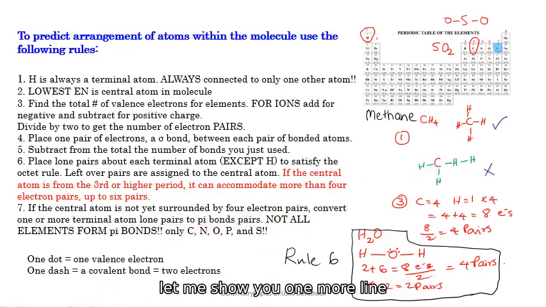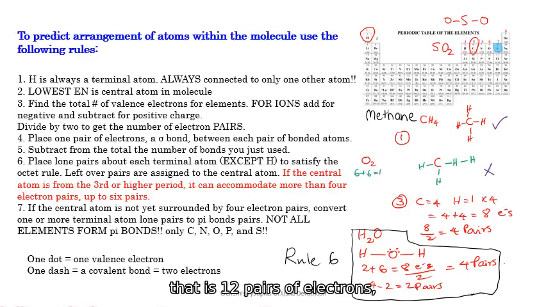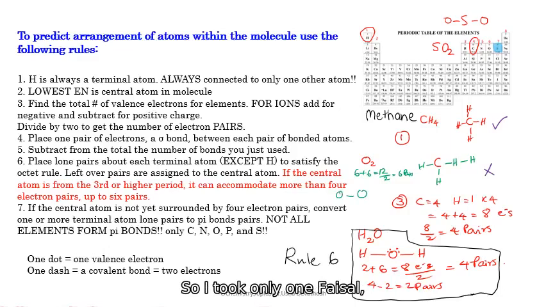One more line represents a covalent bond. Say, for example, the oxygen molecule. I'm just taking a different color. 6 plus 6 is 12 electrons, so divided by 2, that is 6 pairs. So I will draw oxygen connected to oxygen. I took only 1 pair, so 5 more pairs are left.